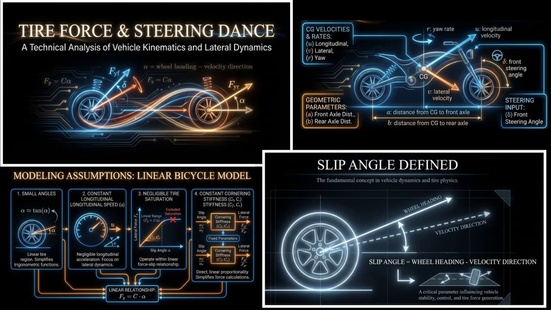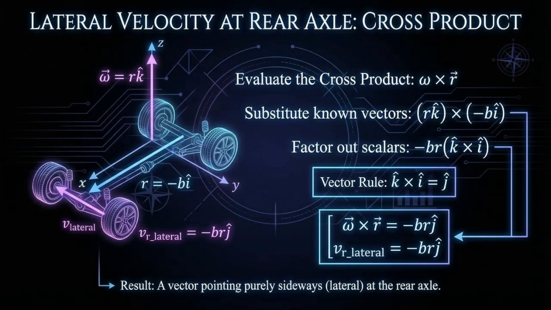Bicycle model ground rules. We adopt a linear bicycle model assuming small angles, constant longitudinal speed u, and negligible tire saturation. These simplifications let us write alpha approximately equal to tan alpha and treat cornering stiffness Cf, Cr as constants to relate slip angles directly to lateral forces.